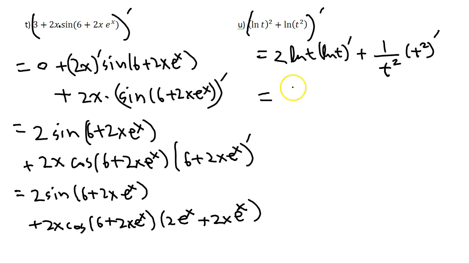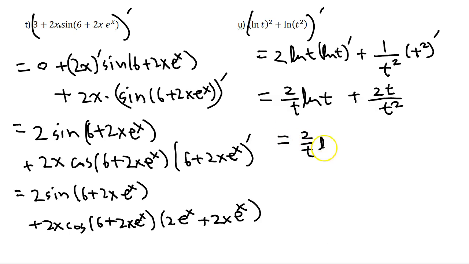Okay, the derivative of ln of t is 1 over t, so you have 2 over t times ln of t. And this is 2t over t squared, so t and t squared cancel, and you get 2 over t.